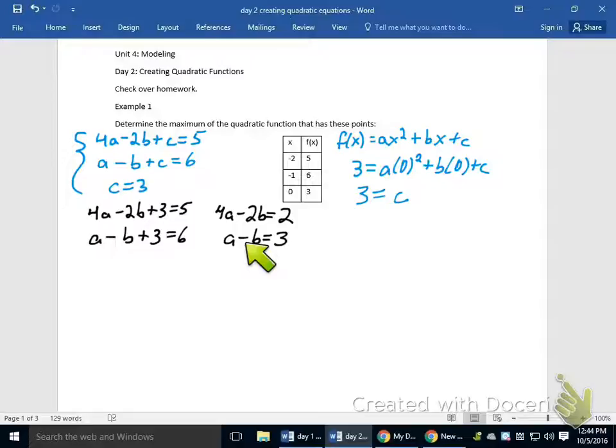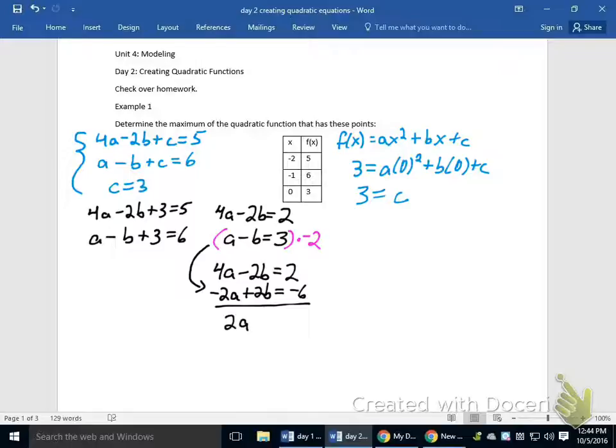Now I've got a 2-variable system to solve. Personally, I would just use elimination. I'll multiply that second one by negative 2, that way the b's will cancel. So my equations are still 4a minus 2b equals 2, the first equation. This one will now become negative 2a plus 2b equals negative 6. So I've got 2a, the b's cancel, equals negative 4. A is equal to negative 2.